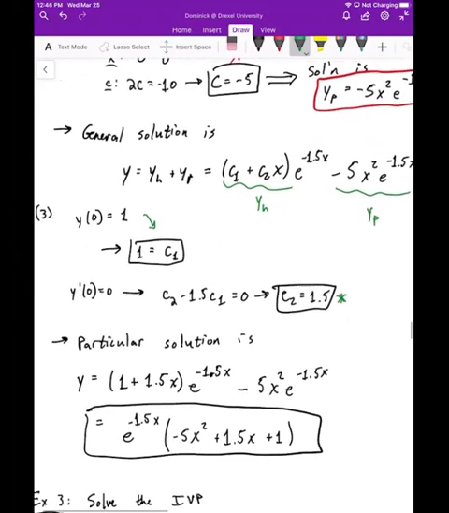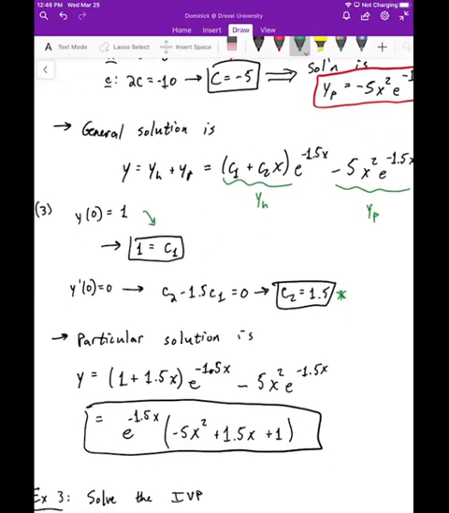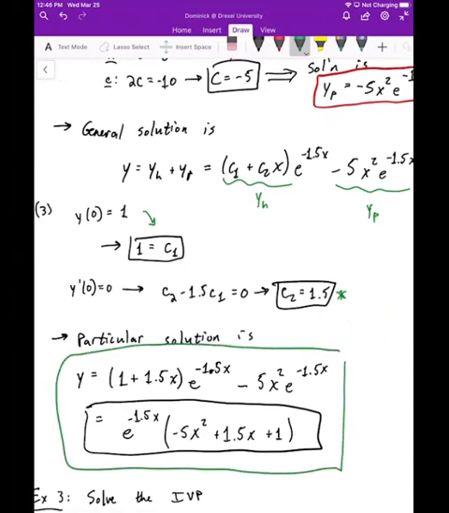So again, once we plug in, we can get that our particular solution is represented by either one of these equivalent forms. Okay, so again, hopefully that's not bad.